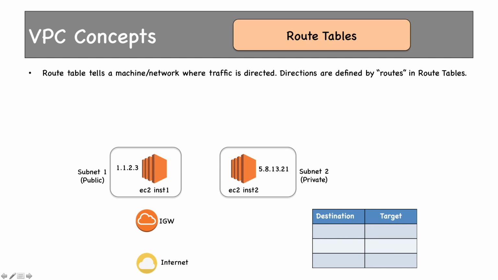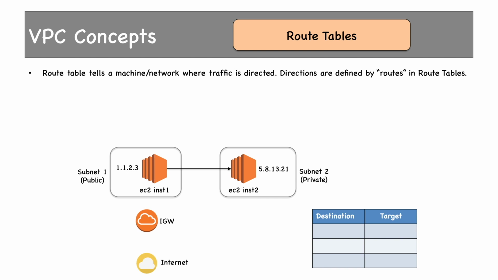This table would contain something called a route. This is the famous route table, and this would contain routes for INST1's subnet. Some traffic from INST1 wants to go to INST2. The route table would contain this entry. It has two columns, destination and target. Destination is where you want to go. Target is, to go there, where do I have to land?